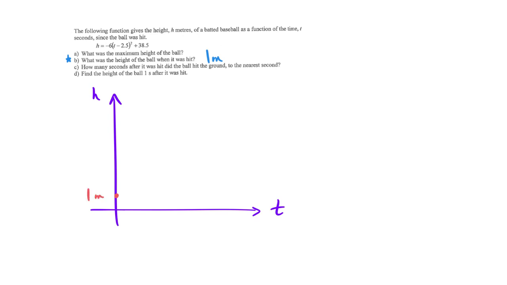So my function is going to start at 1 meter. Then the baseball goes up into the air, comes down, and hits the ground. Question A asked, what was the maximum height of the ball? That would be us finding our vertex. And you'll notice back in question A, the maximum height of the ball was 38.5. Well, we can actually go a little further. We know when it happens as well. We know that it happens 2.5 seconds into its flight. So I could label the coordinates of my vertex.